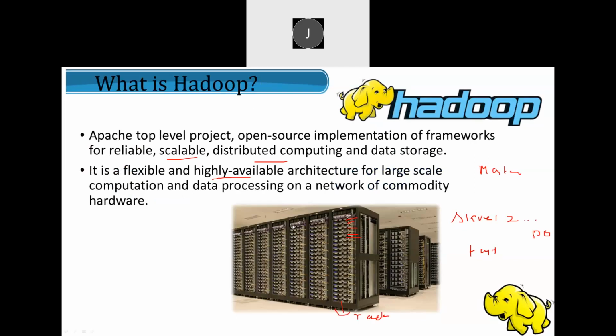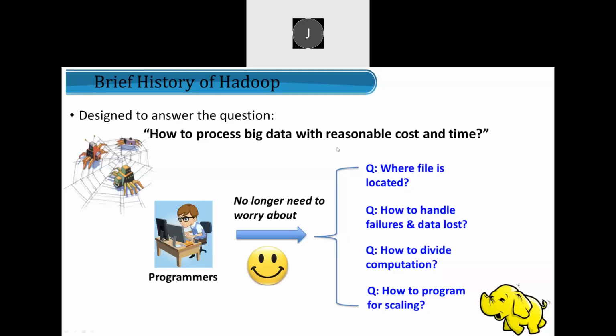Furthermore, how do we process big data with a reasonable cost and time? We will have a distributed architecture, and using that, we can process the data. So with big data, you don't have to worry about where the file is located, how to handle failures, data loss, how to divide computation, and how to program for scaling.